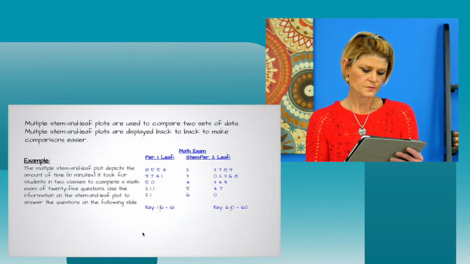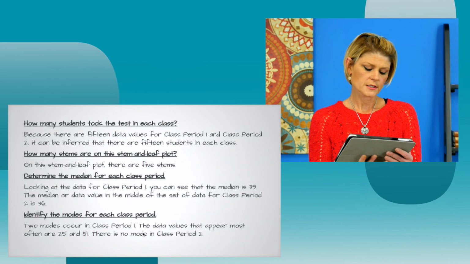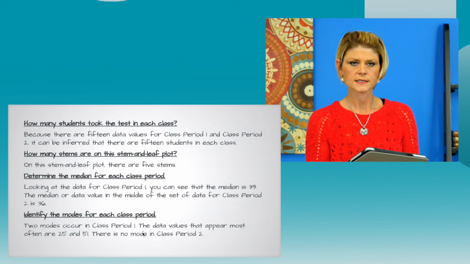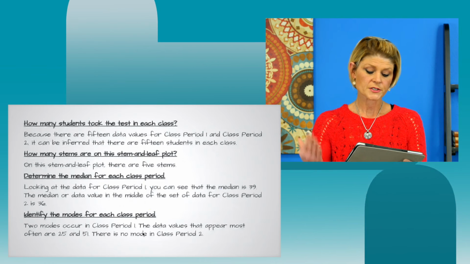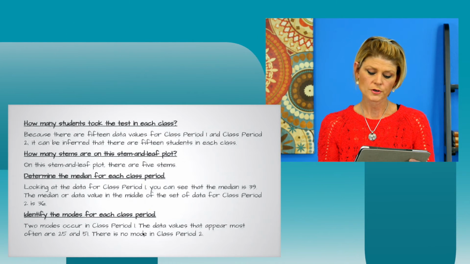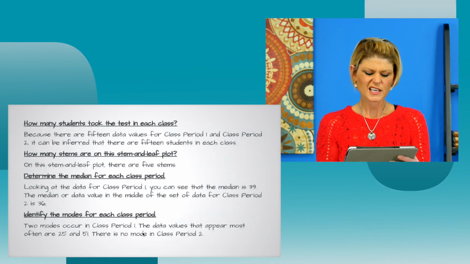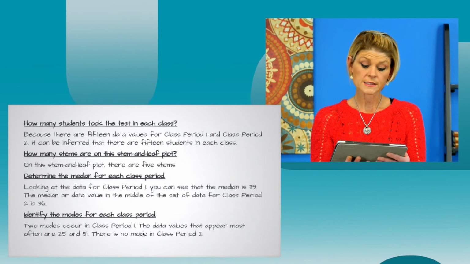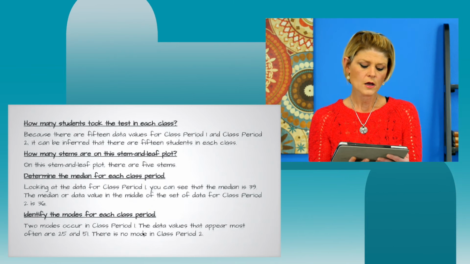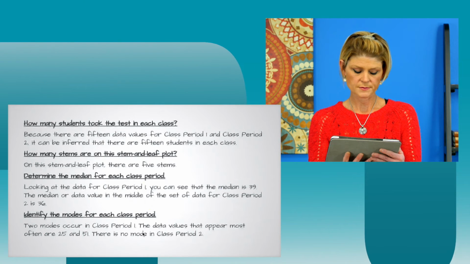So let's ask ourselves, how many students took the test in each class? Well, that's actually pretty easy to answer because there's 15 data values for class period 1 and class period 2. It can be inferred that there's 15 students in each class. How many stems are on this stem and leaf plot? On this stem and leaf plot, there's 5 stems.